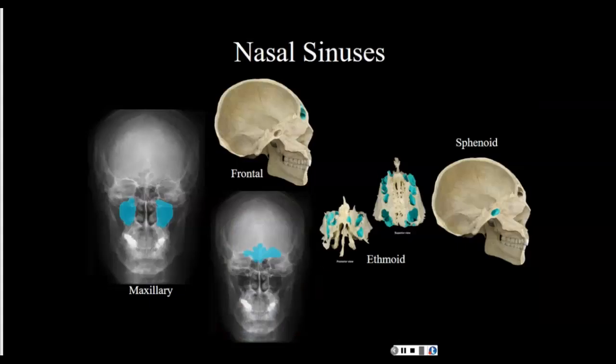Here's pictures of the sinuses. I think most general public thinks of the sinus as just kind of behind the nose or in the cheeks, but as you can see here, they're kind of throughout that frontal part of the skull.